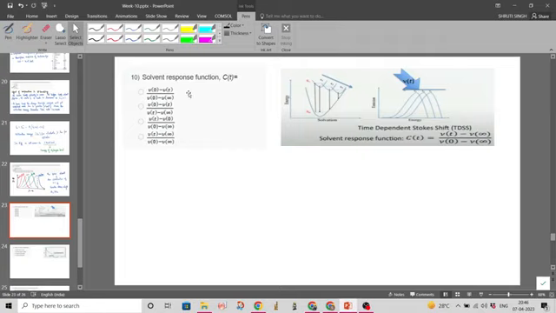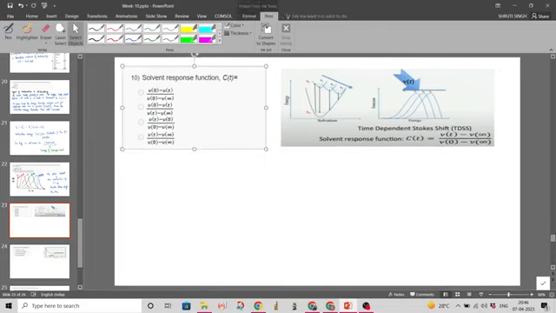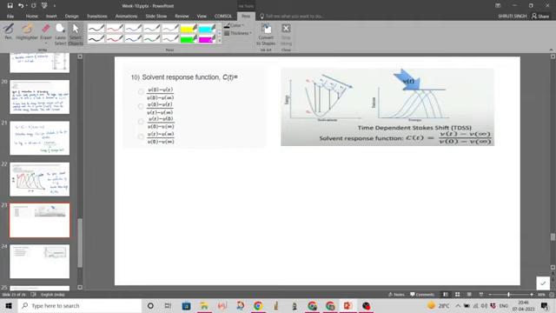Now this question is straightforward: the solvent response function is given by nu t minus nu infinity divided by nu 0 minus nu infinity. It's just these four combinations made by changing nu t, nu infinity and nu 0 here and there. For us, it is nu t minus nu infinity by nu 0 minus nu infinity. So this one is the correct answer.